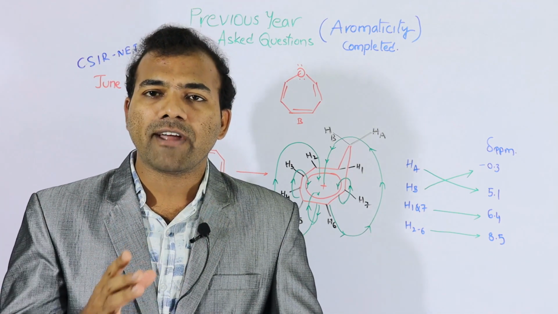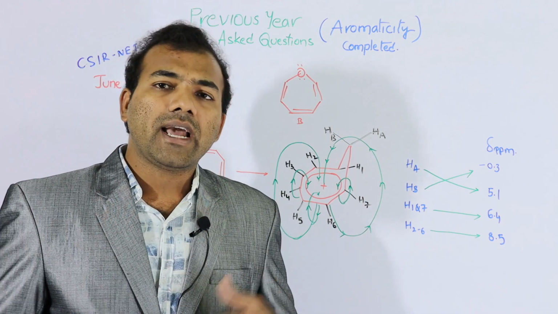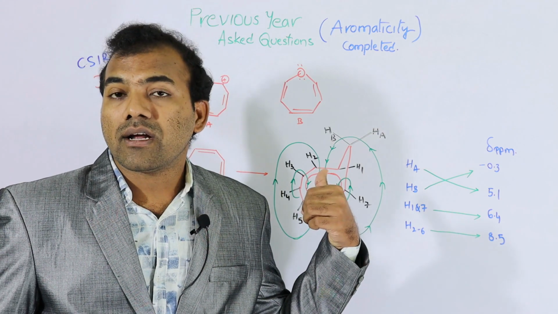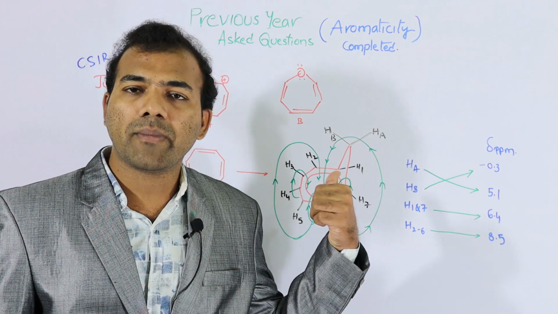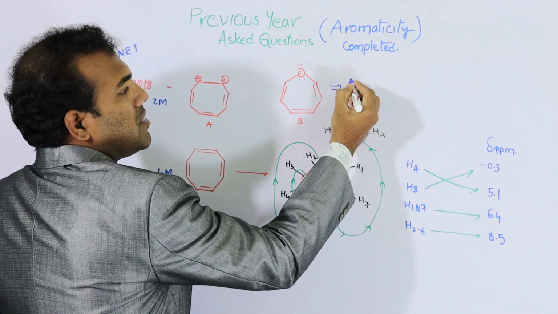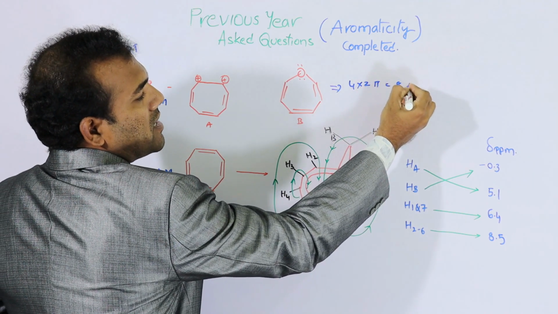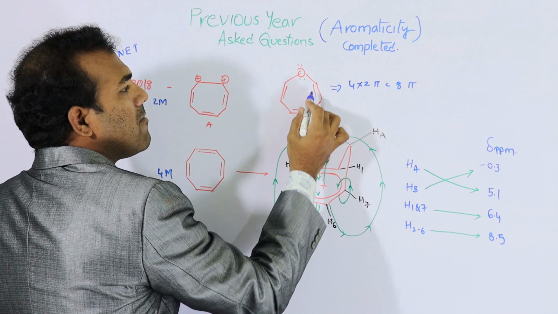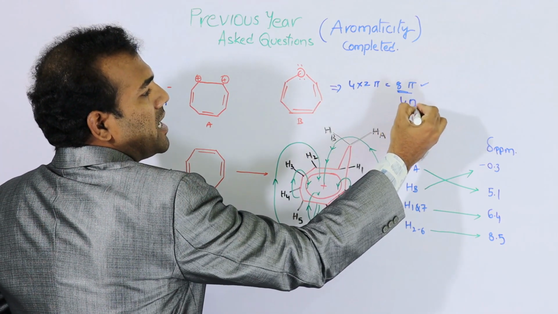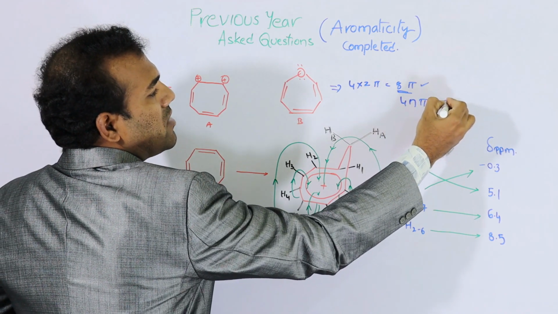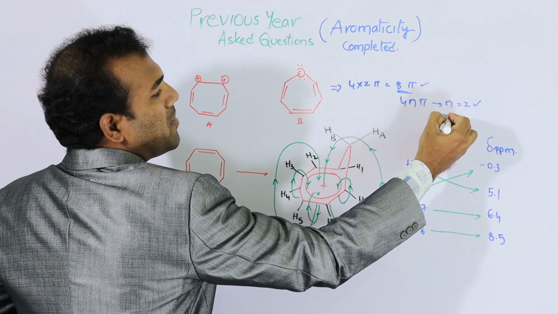So the total number of electrons involved in the delocalization is 8 electrons. If there are 8 electrons, it does not satisfy Huckel's 4n plus 2 pi electron rule, so it is an anti-aromatic compound. See here, 4 into 2, that is 8 pi electrons, are involved in the delocalization. So this is the 4n pi electron rule, where n equals 2. So it is an anti-aromatic compound.